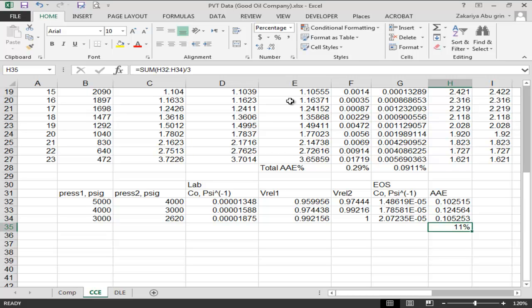I mean, at each test you have different values. For example, in CCE it's better to have below 1%. For DLE, you will see that it's better to have below 5%, but you will not always be below 1%. Also here, for compressibility, it's okay to be 10%, 11%.